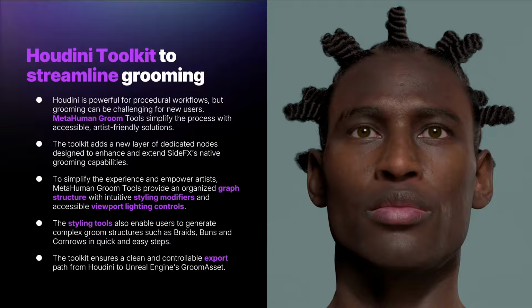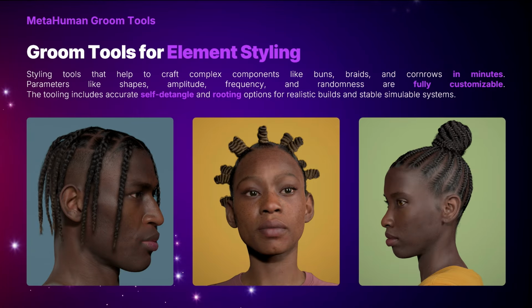And the groom tools and the way that they're set up, the first elements that we've built are dedicated to creating complex hairstyles like buns, braids, and cornrows. And you can do this stuff within minutes, and it creates really great looking results.